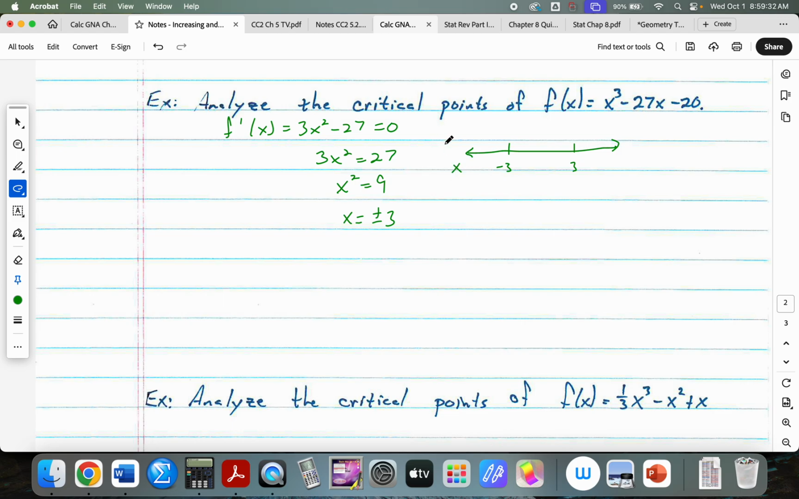So these are x values, and then up here I'm going to have f prime of x. So at -3 and at 3, f prime is equal to 0. Then again, I'm just going to check any value in each of these 3 intervals to decide whether f prime is positive or f prime is negative. So if I pick a value bigger than 3, I'm going to pick 10 because it's easy to work with. 3 times 10 squared is 300 minus 27. I don't care about the value, I just care about its sign. That's definitely positive.